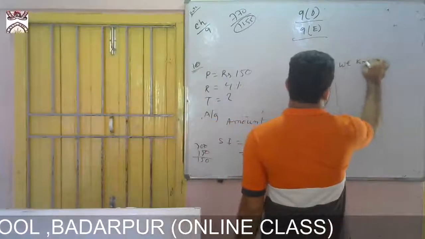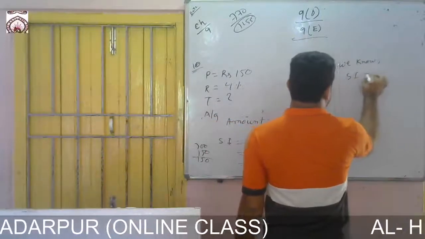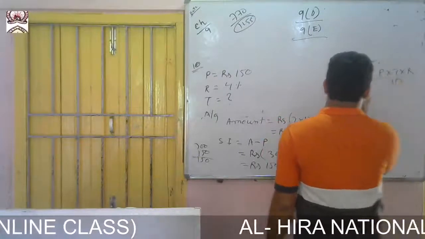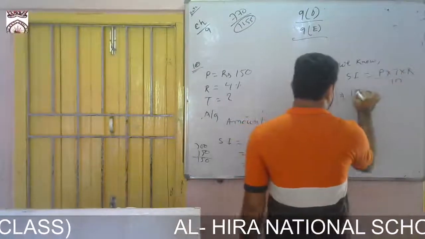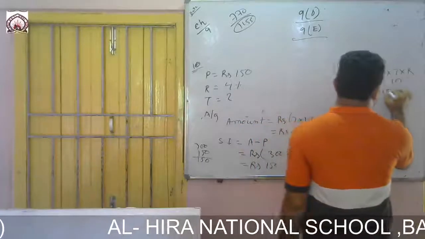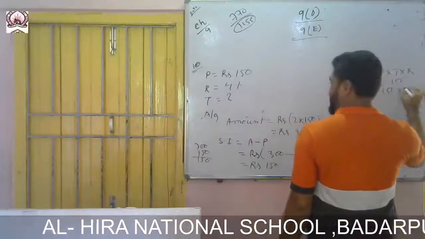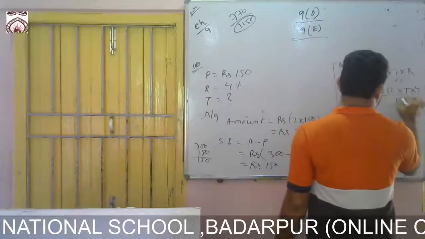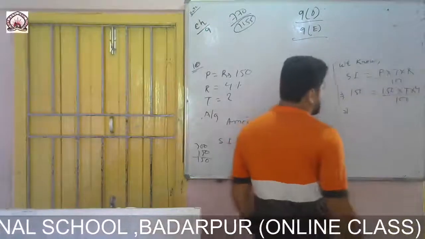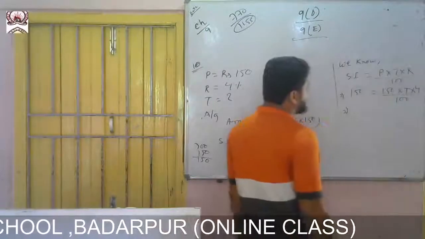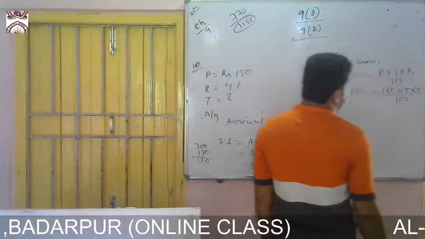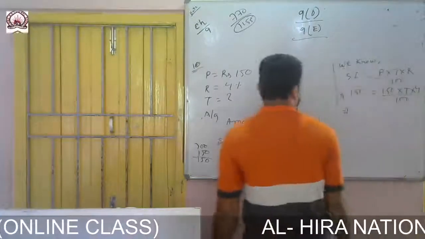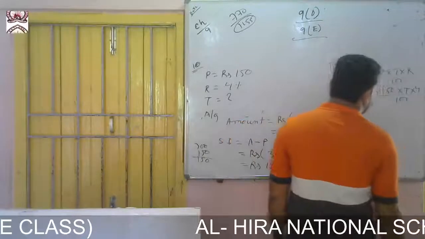Therefore we know SI equals P into T into R by 100. So in place of SI I can write 150. P is 150, into T, which we need to find, into R, which is 4%, by 100. Now what we need to find is T.